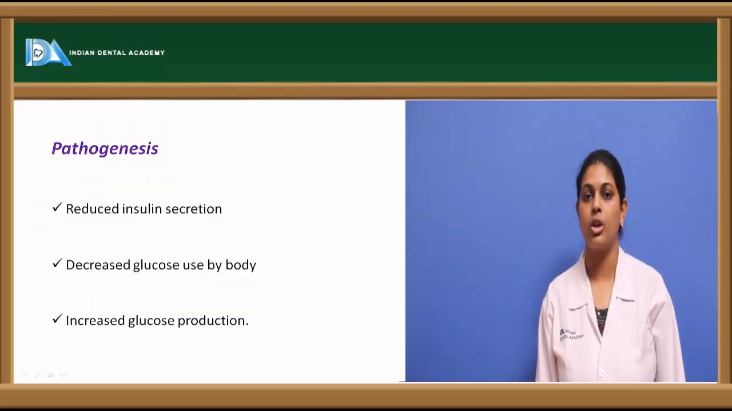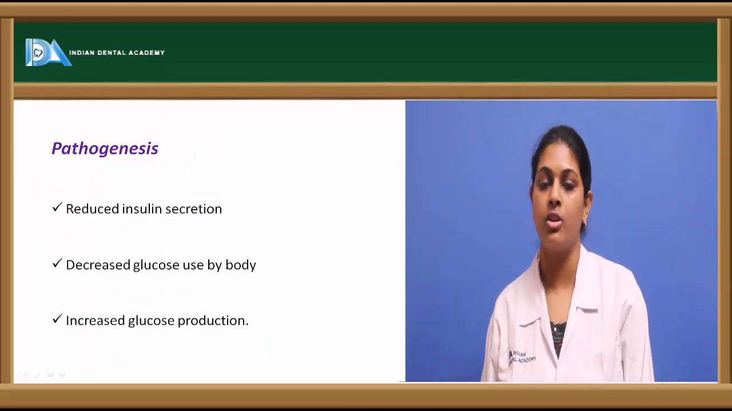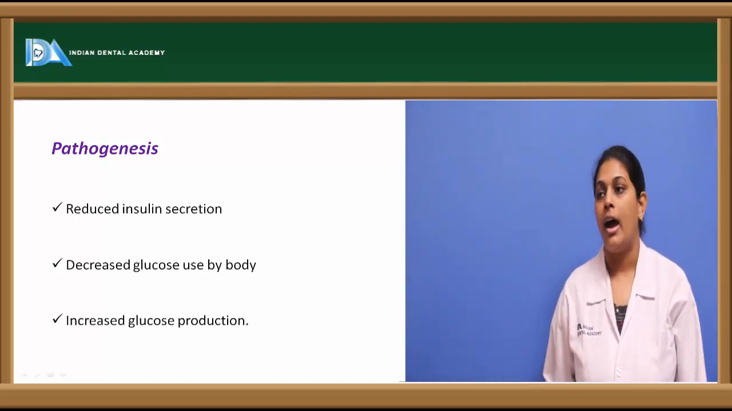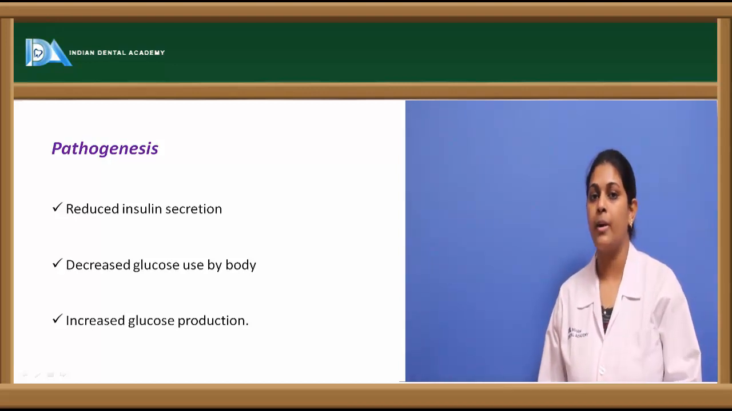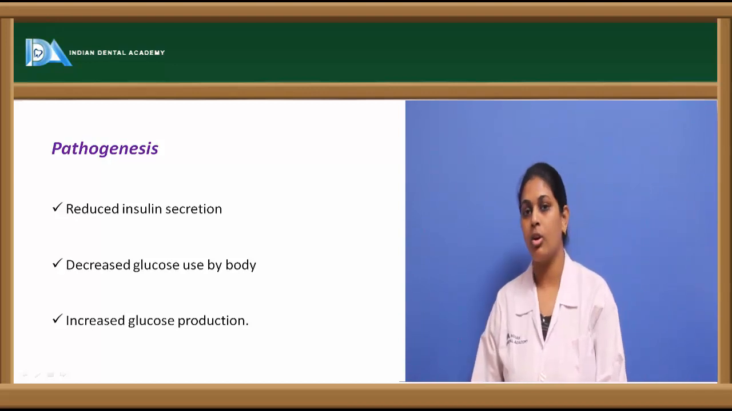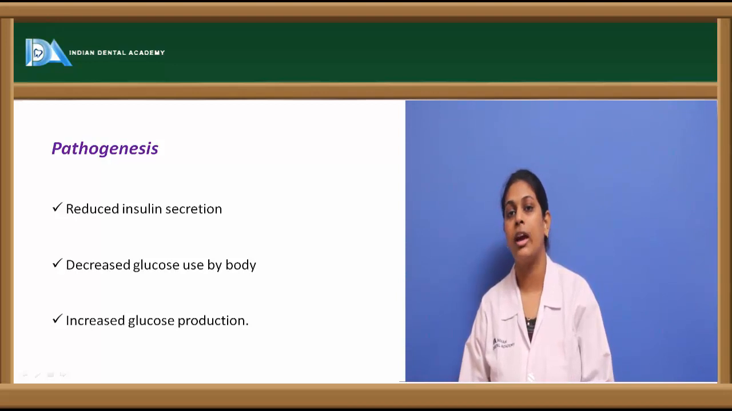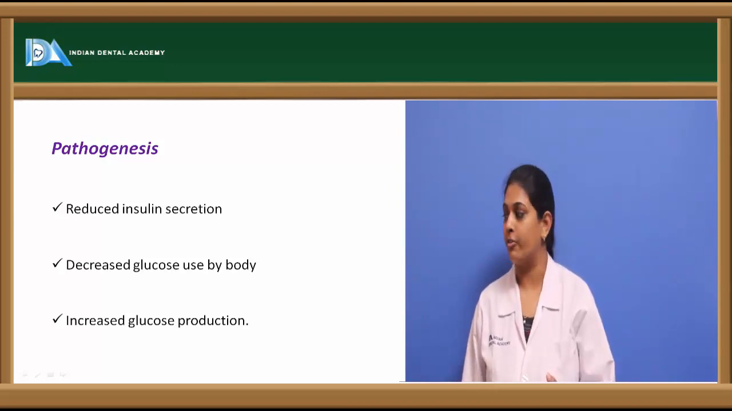Coming to the pathogenesis, usually in a diabetes mellitus patient, we find that there is reduced insulin secretion, and the regulation of insulin is stimulated by the presence of glucose levels in the body. So decrease in glucose utilization by the body, or otherwise increased glucose production, can alter insulin secretion as well as its action, which could result in diabetes mellitus. So that is the pathogenesis in brief.